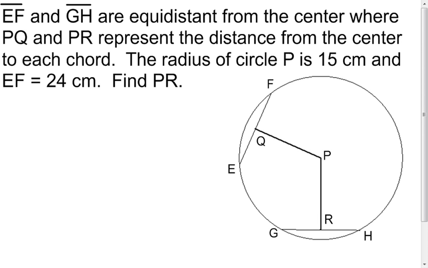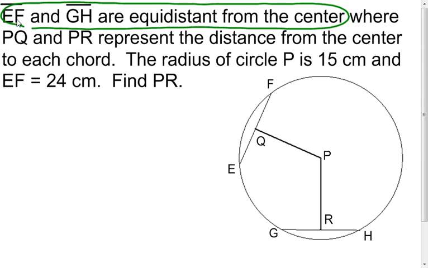So the first thing we want to look at here is it tells us that segment EF and segment GH are equidistant from the center. I'm going to start with that piece of information right there. If they're equidistant from the center, that's talking about the distance to the center, and notice it's telling us that segment PQ and segment PR, those lengths are representing the distance.